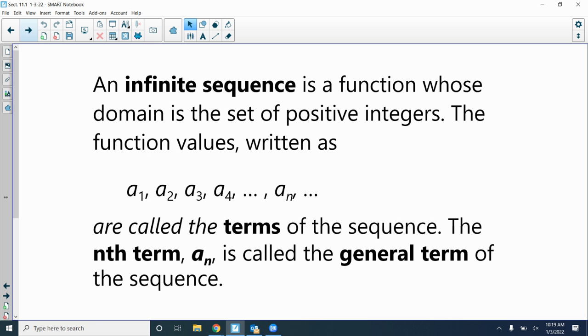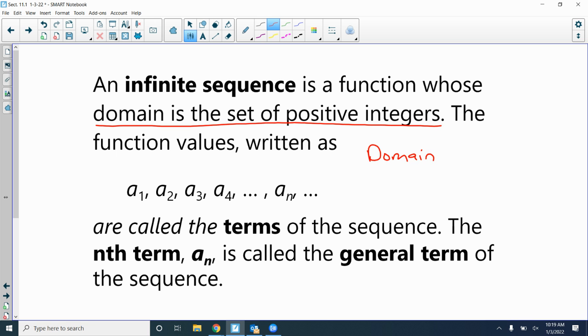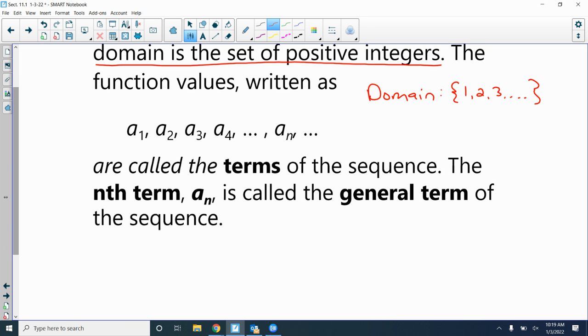So, key thing, the domain is the set of positive integers. Well, what are the positive integers? That means 1, 2, 3, 4, etc. So you're not going to have an a sub -1 or an a sub -2 for a sequence. The individual pieces are called the terms. The nth term, a sub n, is called the general term of the sequence, and we can usually attach a formula to it, which we're going to do here in a second.